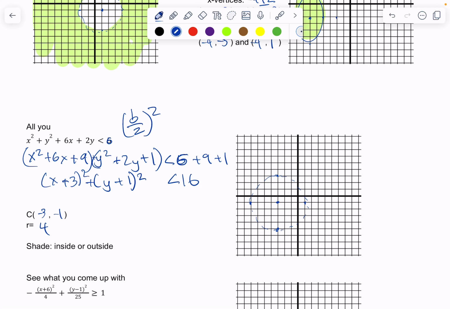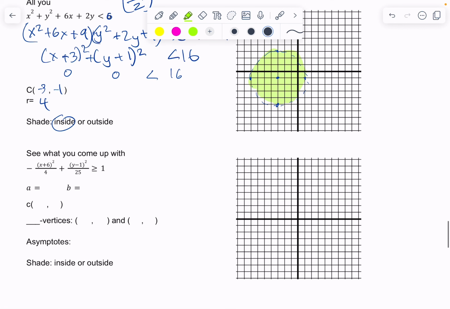And let's check from the center, is it 0? If it's going to be shaded in or out. So 0, 0, less than 16. It is. It's going to be on the inside. So let's shade in that inside. Cool. All right.